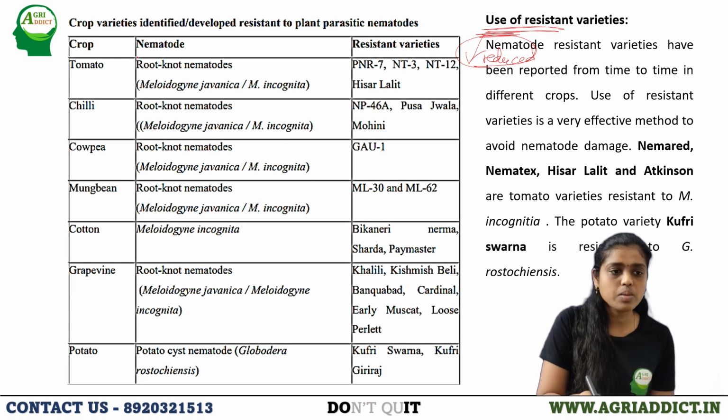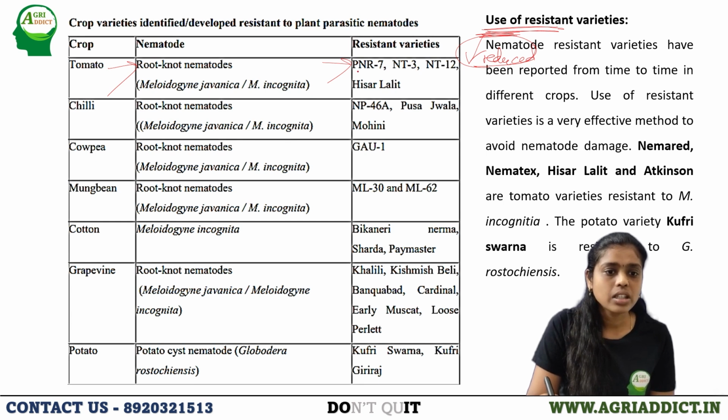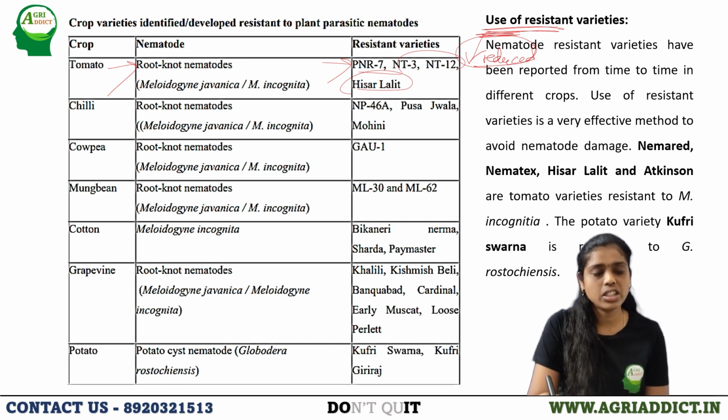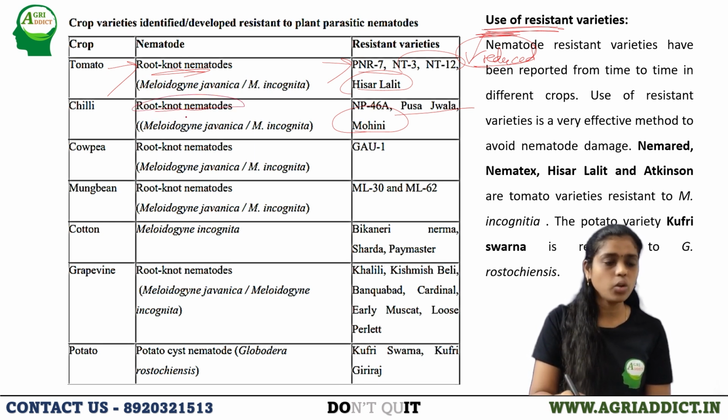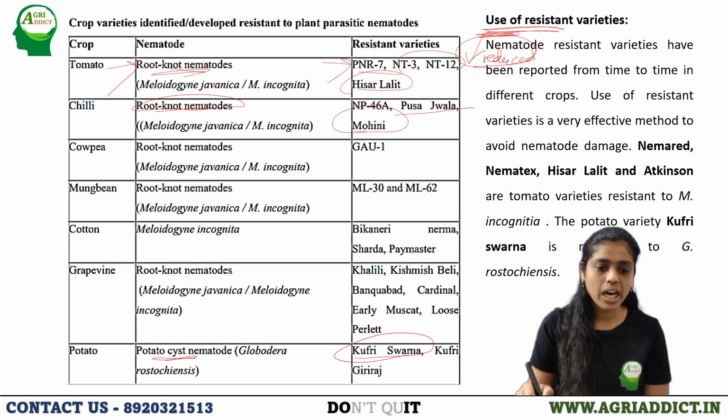Here I have given some of the crops which are resistant to the nematodes and the varieties. For example, PNR7, Isar Lalit, NT3 and NT12, which are very resistant to the root knot nematode. These are the tomato varieties. And in chili, Pusa Jwala and Mohini are the resistant cultivars which are resistant to root knot nematode. From an exam point of view, you have to remember the resistant varieties present in different crops and against which type of nematodes. And for potato cyst nematode, Kufri Swarna and Kufri Giriraj are resistant.